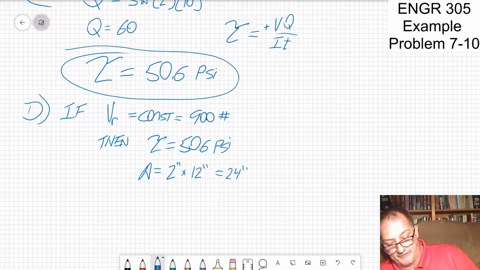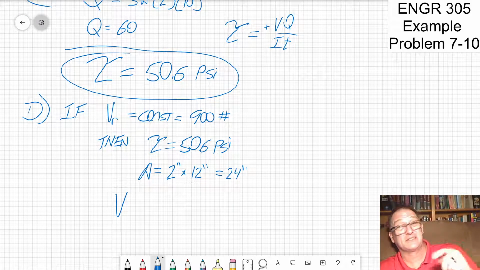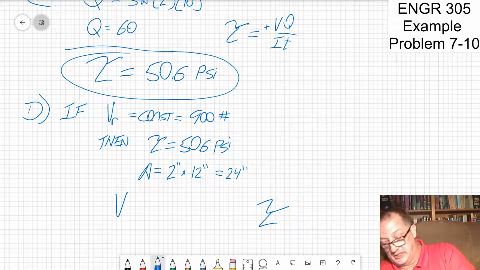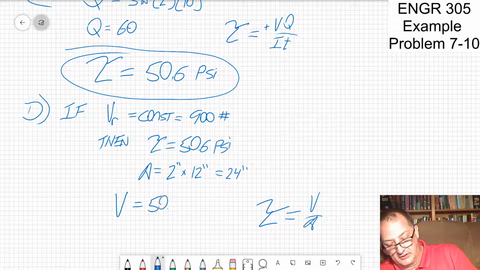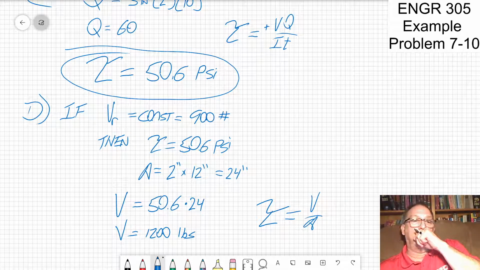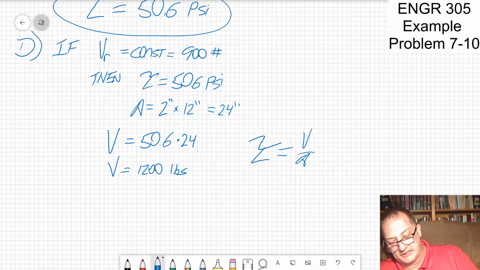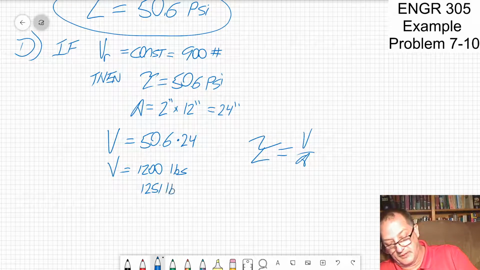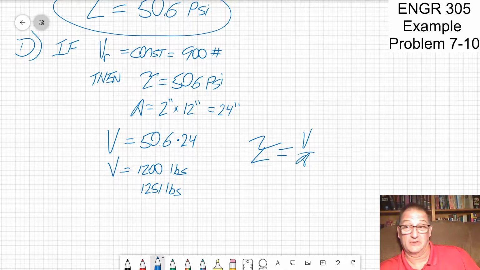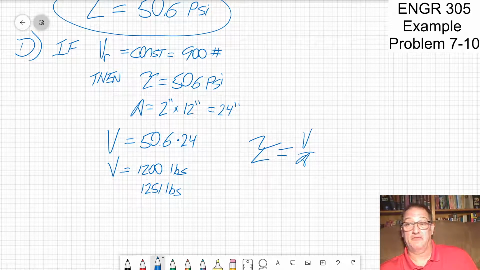And so then my force, V, right? Because I really want to use this equation. Shear is equal to V over A. V is equal to 50.6 times 24. Well, 20 times 50 is 1,000. 4 times that, it's about 1,200. If I ran a calculator, I would get 1,251 pounds. But I didn't use a calculator, and I got 1,200. I don't know. Give me credit? Half credit? Partial? My equation's right. Fine.